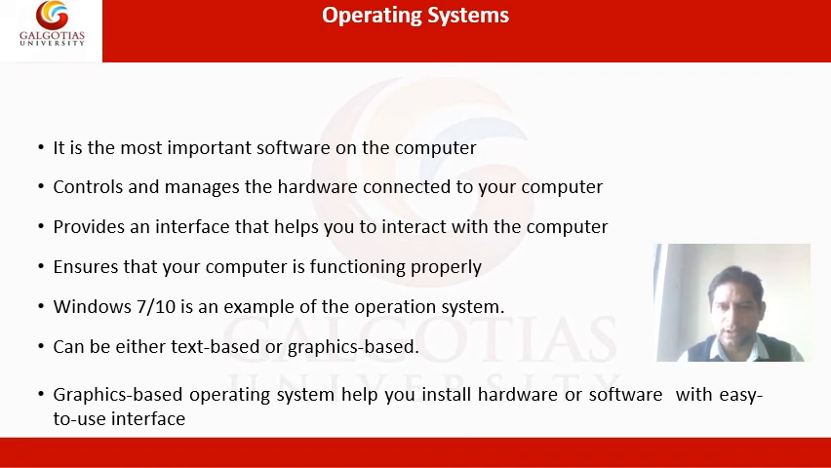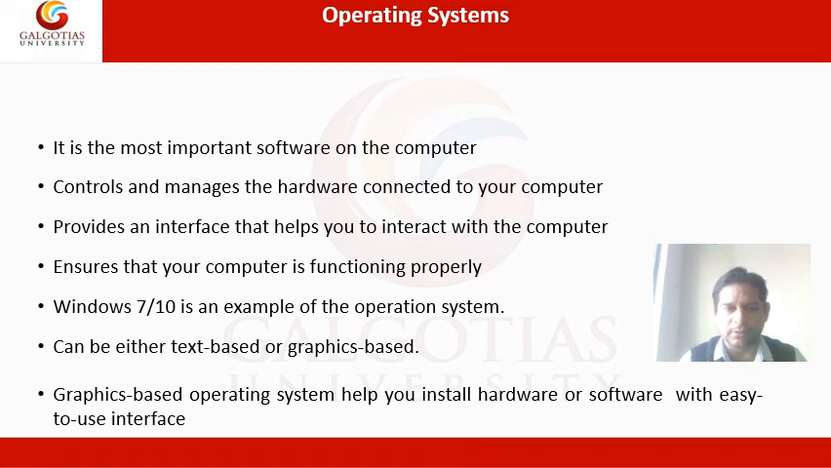computer system. For example, you want to print a page. You cannot directly ask the printer to print a page. You will issue a command through the operating system to the printer, and then the printer will print that page for you. So without an operating system we cannot interact with our computer system. Also it ensures that your computer is functioning properly. If any problem is there in your computer system, then it is reported by the operating system to the user.